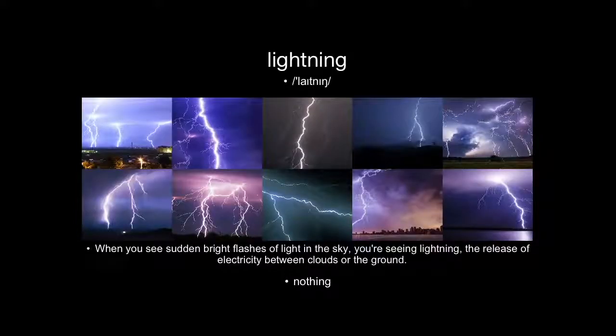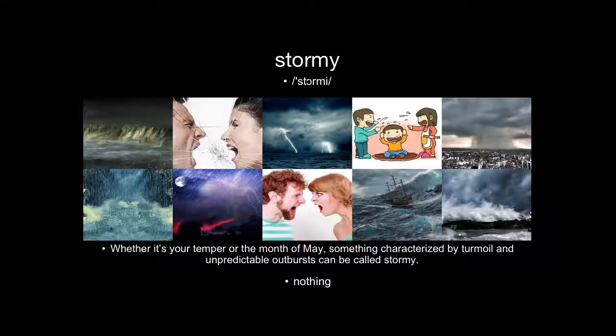Lightning, lightning. When you see sudden bright flashes of light in the sky, you're seeing lightning, the release of electricity between clouds or the ground. Stormy, stormy weather. It's your temper or the month of May. Something characterized by turmoil and unpredictable outbursts can be called stormy.